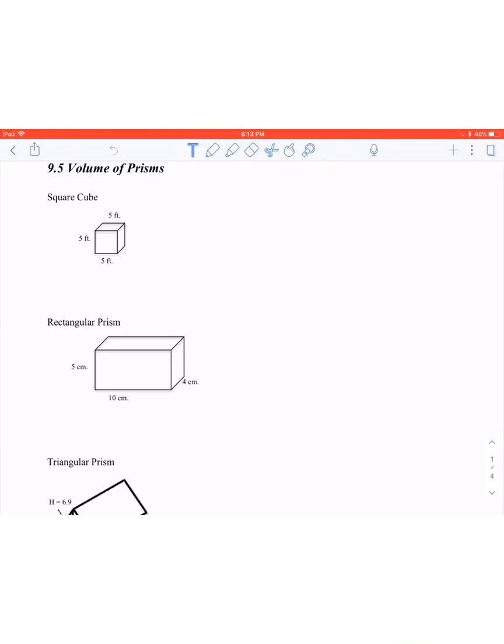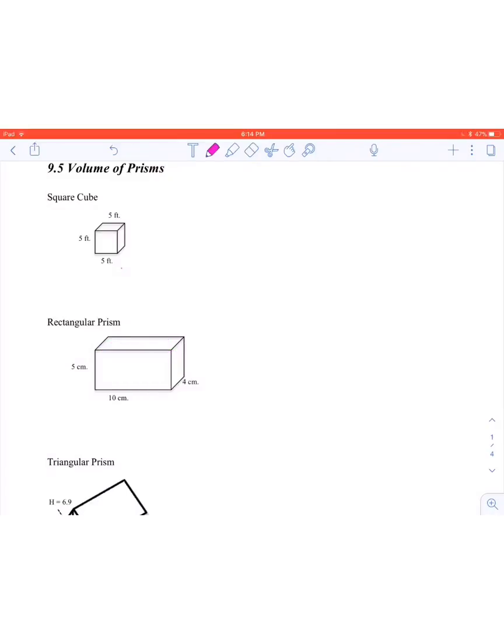9.5 volume of prisms. So today we're going to talk about volume. We've talked about area, we've talked about perimeter. Today we're going to talk about volume. When I say volume, what I mean by that is how much inside is there. Like inside of this cube, inside of this prism, how much is in there.